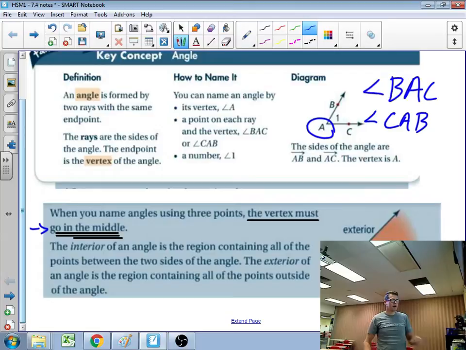And when we talk about angles, we have an interior and an exterior. The interior is how the angle opens up from each other, and then the exterior is on the outside of those two rays.